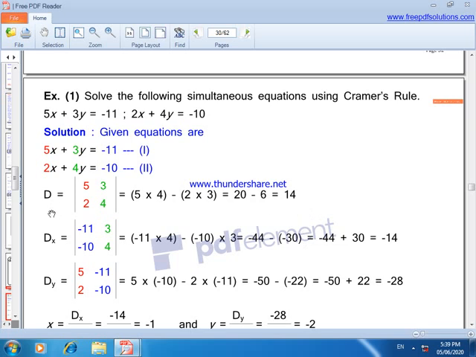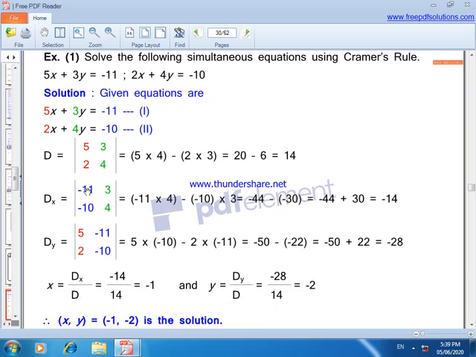That is the value of d. Then dx. Here a1 is missing, so c1, c2, b1, b2: minus 11, minus 10, 3, 4. Minus 11 into 4 minus 10 into 3 is equal to minus 44 minus 30. Minus 44 minus 30 becomes minus 44 plus 30, which is equal to minus 14.